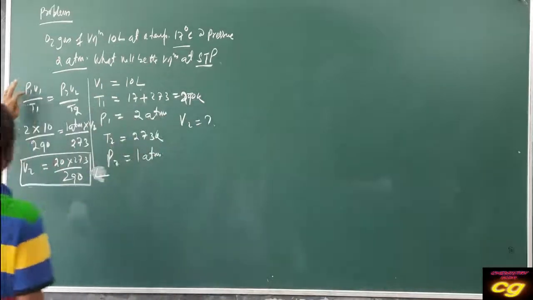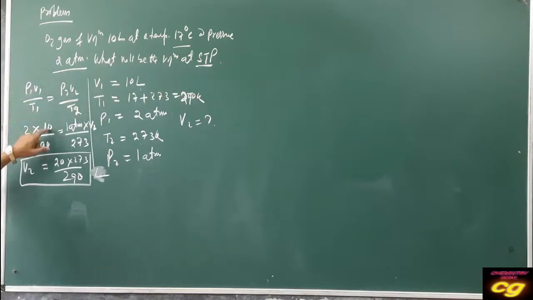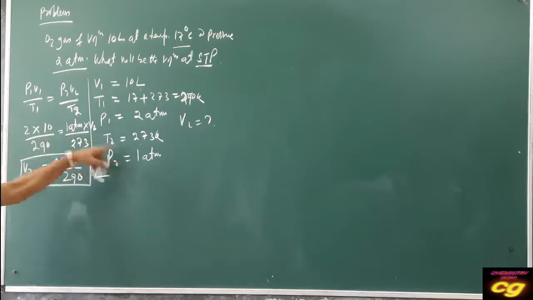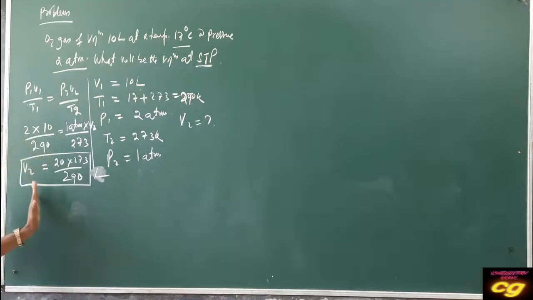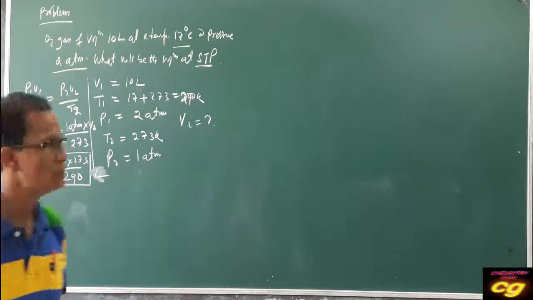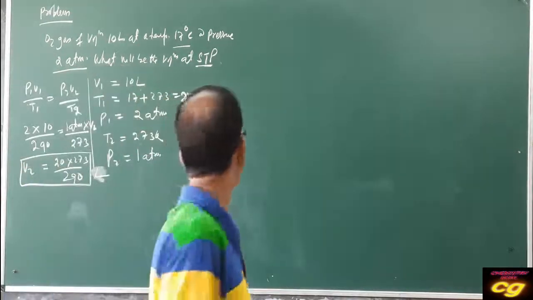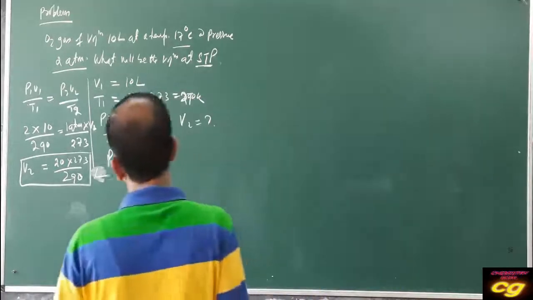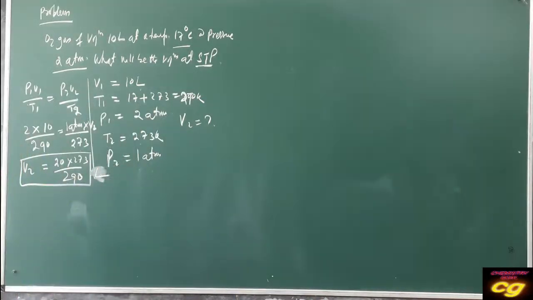So P1 is 2, V1 is 10, T1 is 290, P2 is 1 atm as STP, V2 is asked, and T2 is 270. If you put these in, you will get the value of V2. So in this way we can solve different types of problems related to Boyle's law, Charles's law and the combined equation. Now we will discuss a very important thing, that is the ideal gas equation.